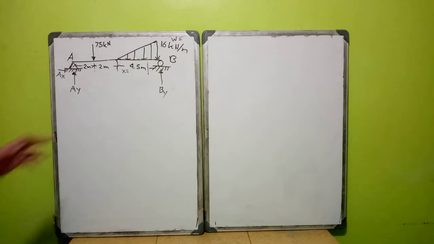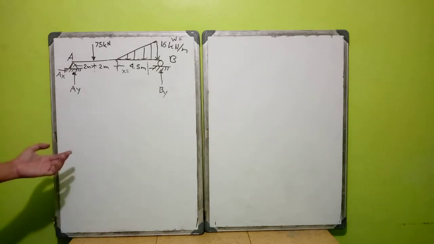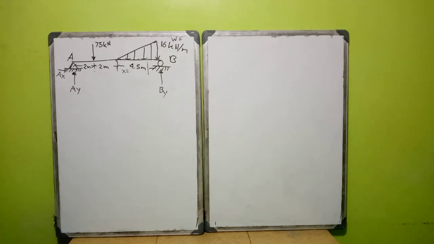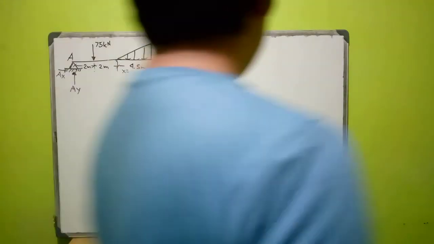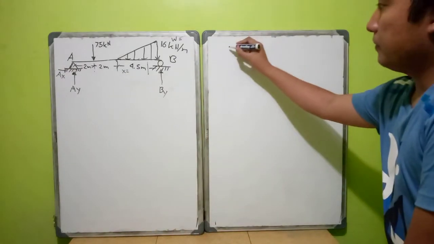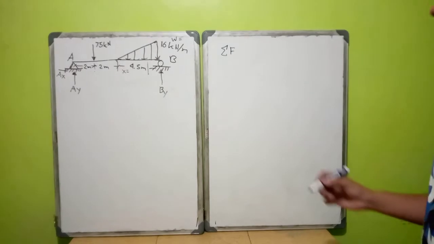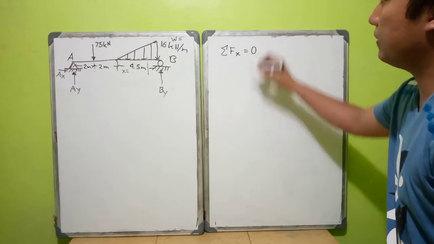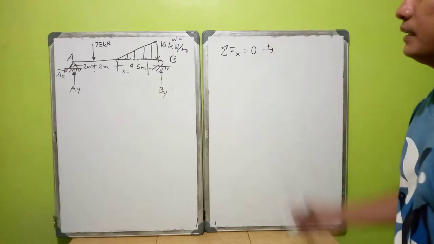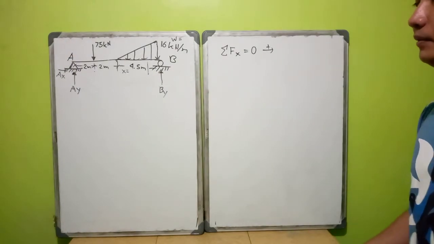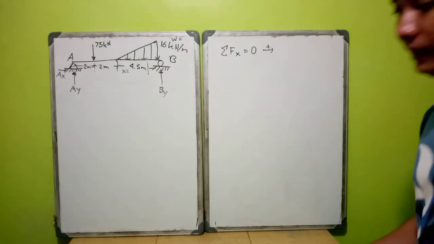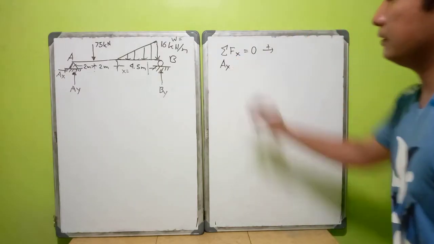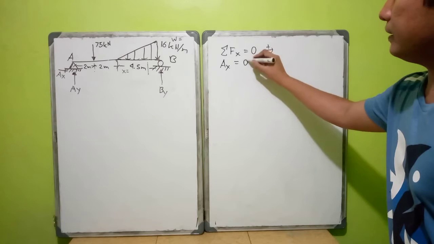Okay. So before we can construct the shear and moment diagram, the first step we should do is to compute the reactions. Okay. So we sum up forces and moments and equate them to 0. First, we sum up forces horizontally, ΣFx equals 0, with right as positive. In the figure, we have only one horizontal force, and that is Ax. And so Ax is equal to 0.